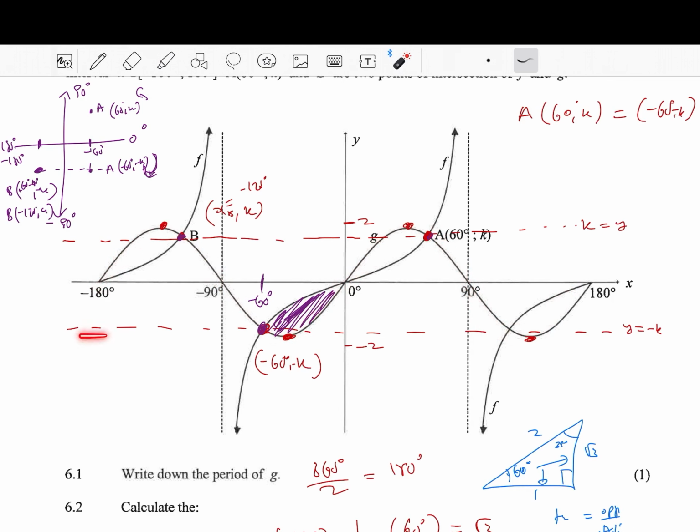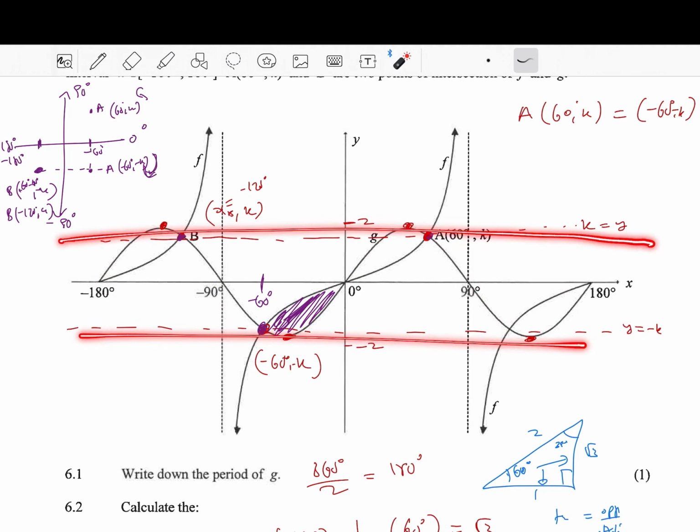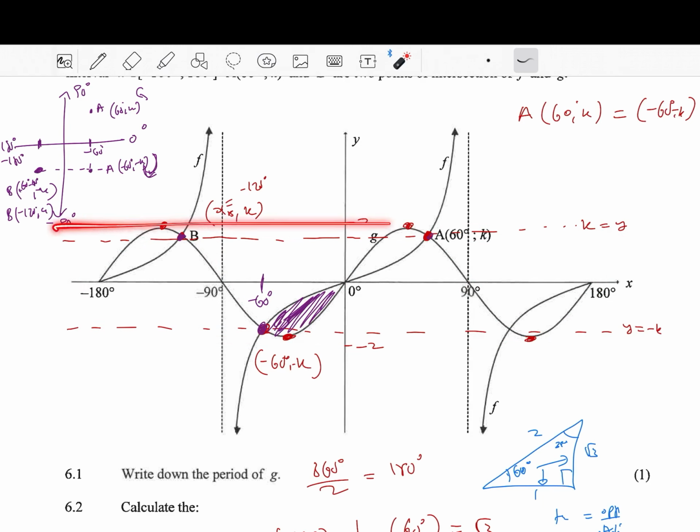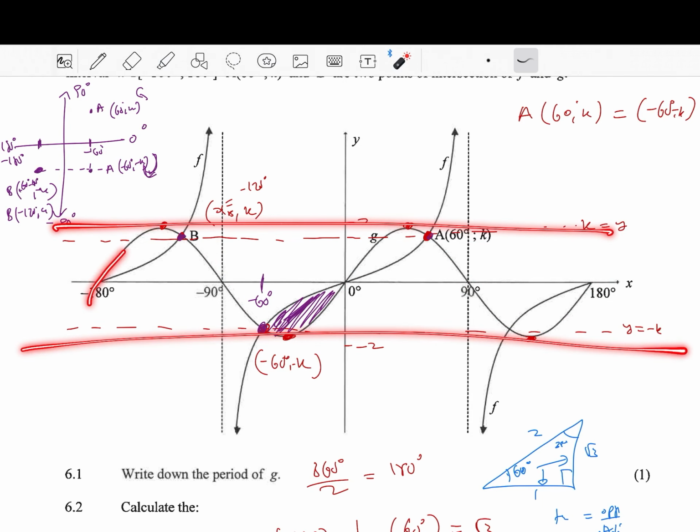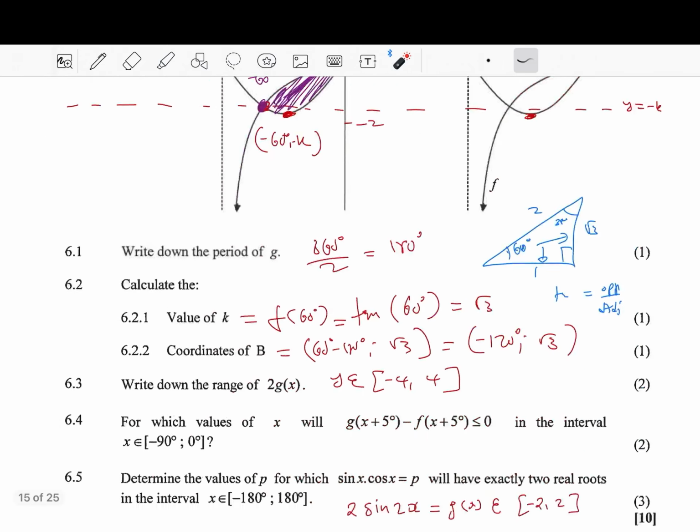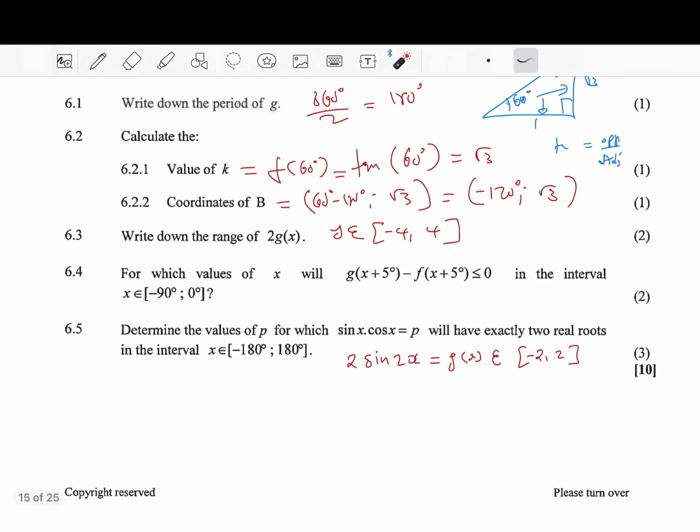It cannot move beyond negative 2 and 2. This is positive 2, this is negative 2, and it moves between that. That is the range of G, from negative 2 to 2. We've discussed that on previous questions. So it moves between negative 2 and 2. Okay, that's what we know.